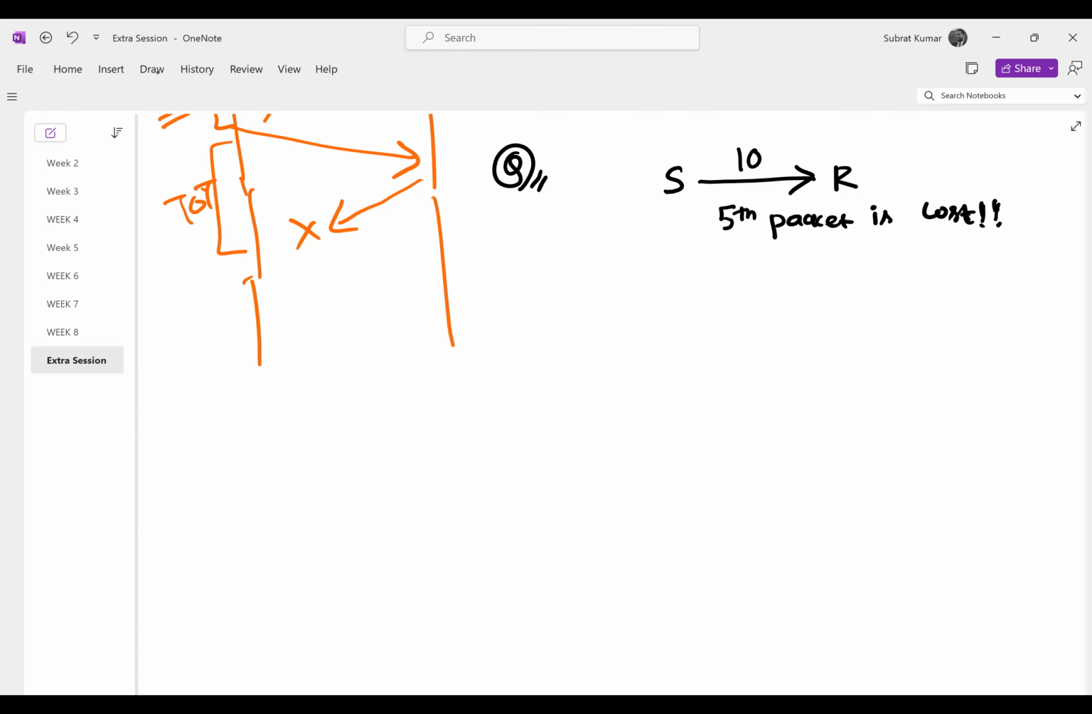So the question says you're sending 10 packets and every fifth packet out of these 10 packets is lost. Then how many packets need to be transmitted in total? Think about the answer for 2 minutes. I'll get back to you with the answer.